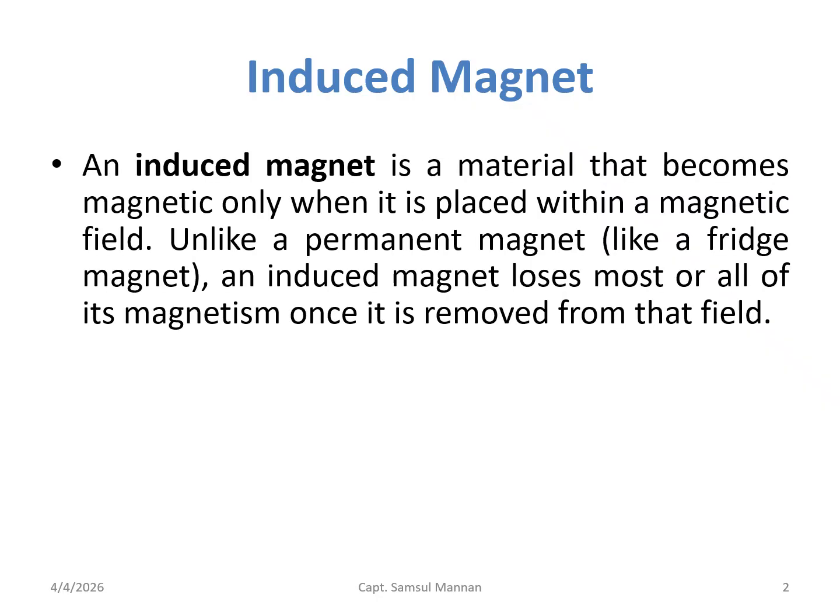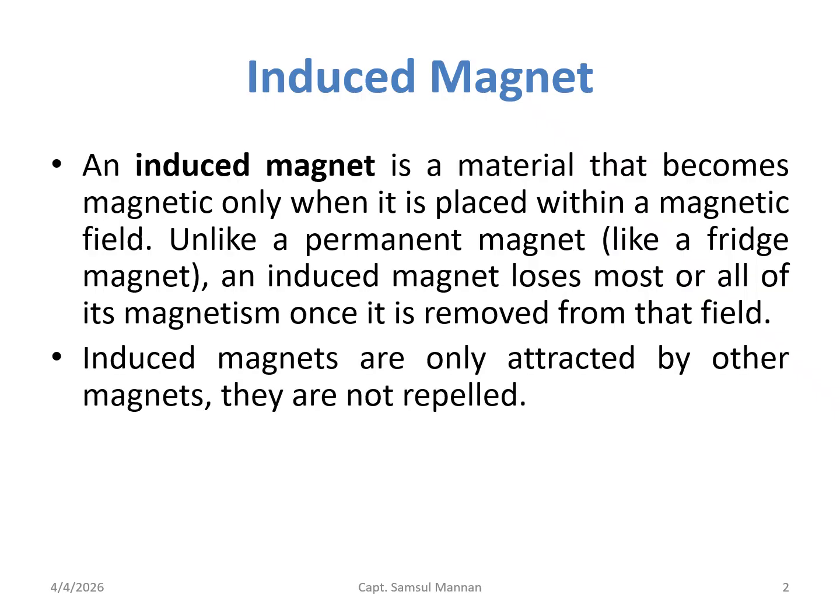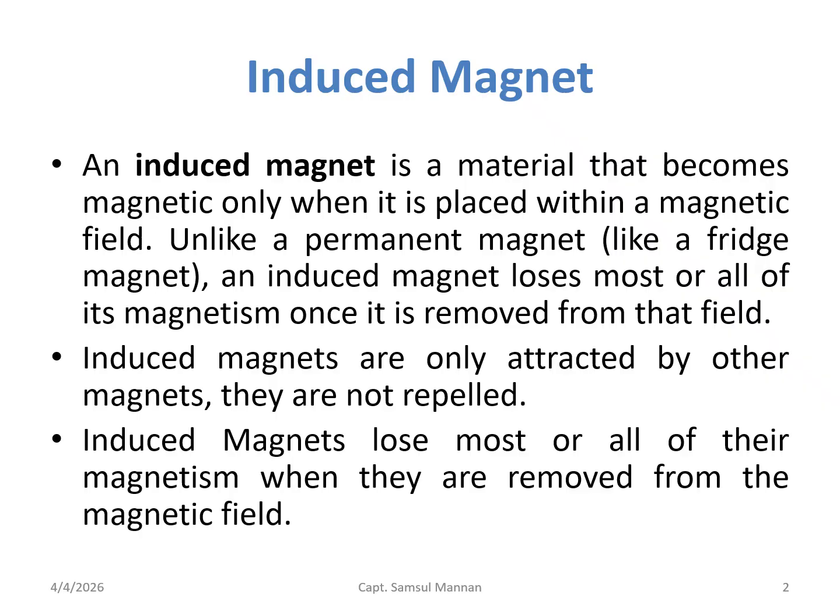What is an induced magnet? An induced magnet is a magnetic material that becomes a magnet only when it is placed within a magnetic field. Unlike a permanent magnet, an induced magnet loses most or all of its magnetism once it is removed from the field. Induced magnets are only attracted by other magnets, they are not repelled.